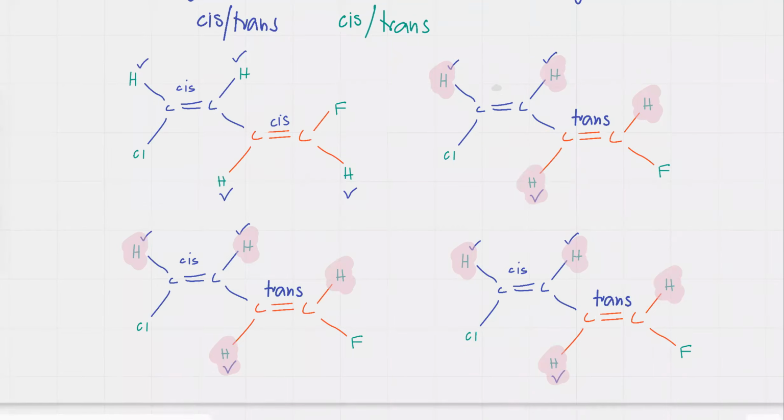The first one could exist in cis and trans, both forms. The second one could also exist in cis and trans forms. And the third one could also exist in cis and trans forms. The shortcut is 2 to the power n. You've got 3 double bonds, all of them are making cis and trans. So it's 2 to the power 3, which would give you 8 total different.